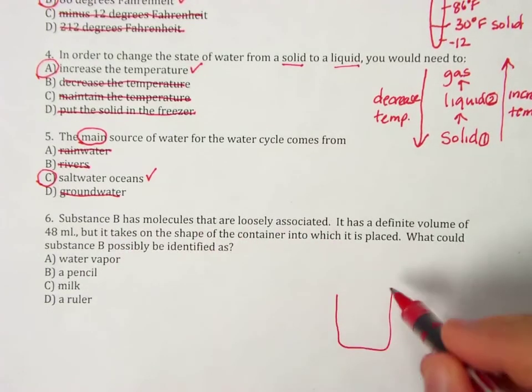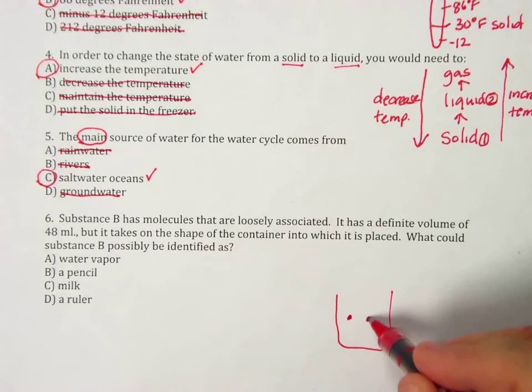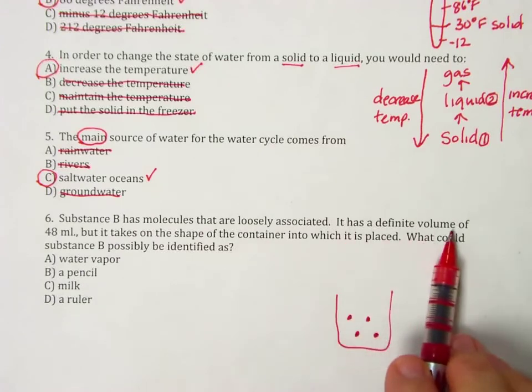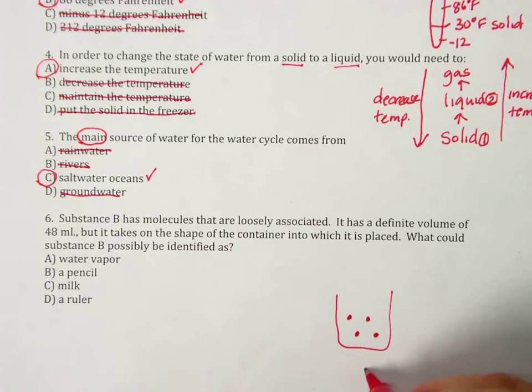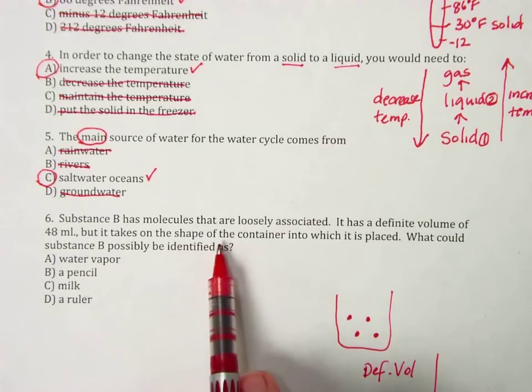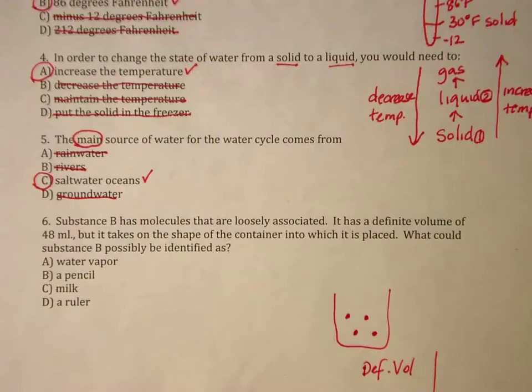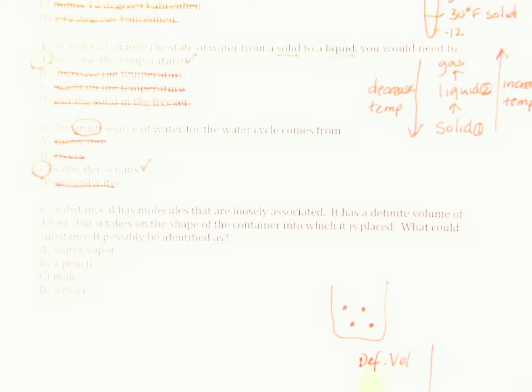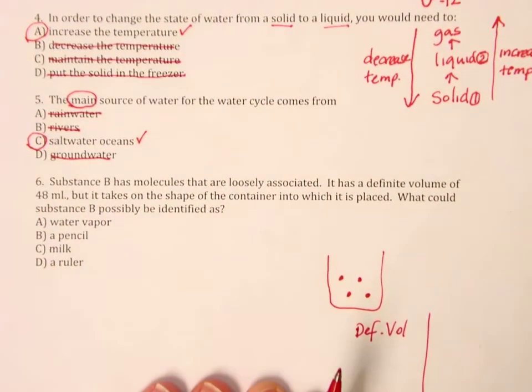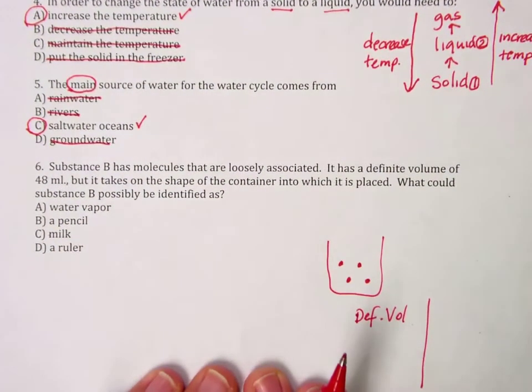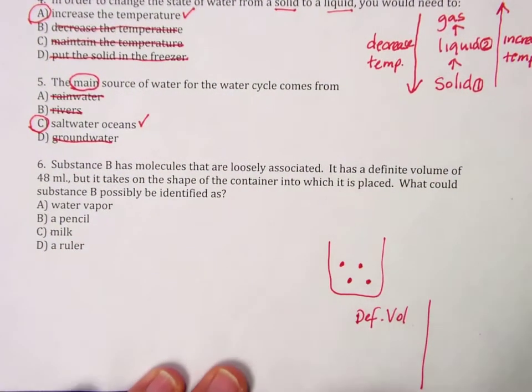Okay. Substance B has molecules that are loosely associated. Okay, so let's draw our little molecules, and they're loosely associated. And it has a definite volume of 48 milliliters. Okay, so defined volume. And it takes the shape of the container into which it's placed.